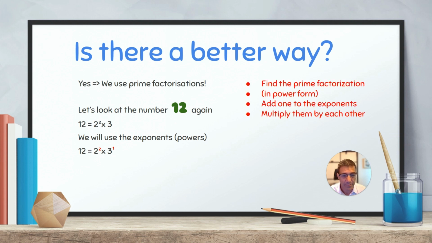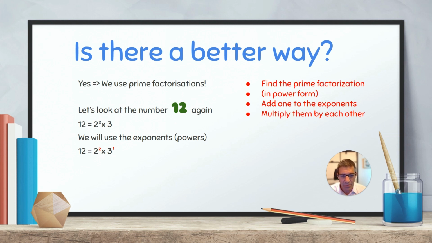So here's the formula. We find the prime factorization of a given number. So the prime factorization is what we have here, 2 squared times 3 to the 1, in power form. And then we add 1 to the exponents. So I see that I have a 2 and a 1. And if I add 1 to each, I'll have a 3 and a 2.